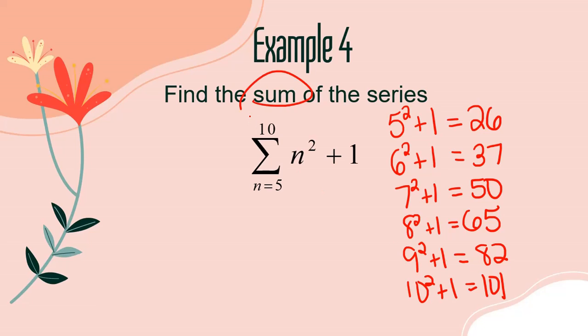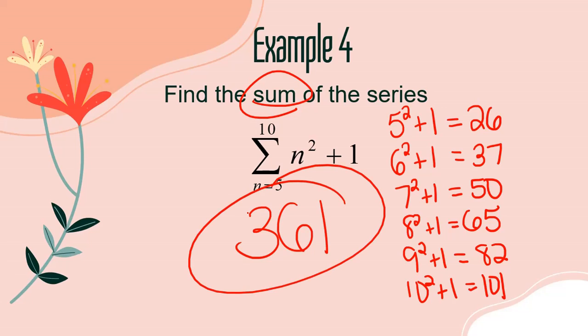And they want me to find the sum, aka add all of these numbers together. Yes, Marsh is definitely going to be using a calculator. 26 plus 37 plus 50 plus 65 plus 82 plus 101 is the answer of 361. Literally, guys, I just added these on a calculator. That's what I was doing.